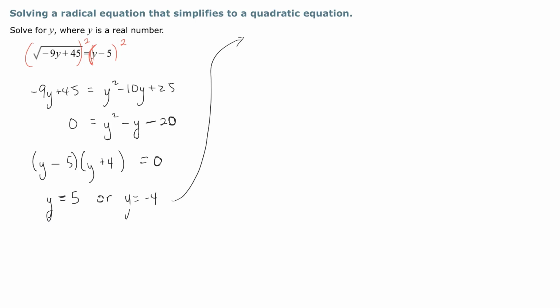Now, for radical equations, you always have to check. So we're going to go back to the original equation. We're going to check the original equation. Let's perform that check. So remember the original equation is right here. It's the square root of negative 9 times y plus 45 is equal to y minus 5. So we're going to take that original equation and we've got to check it.